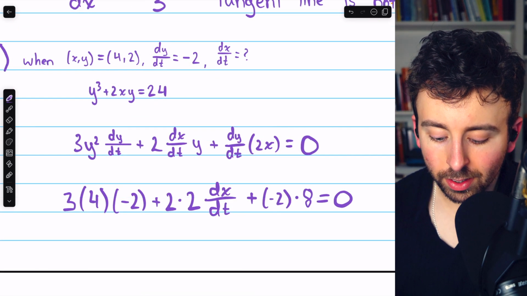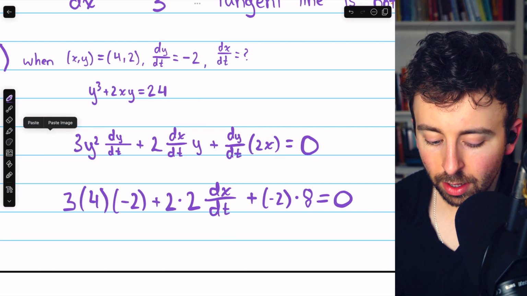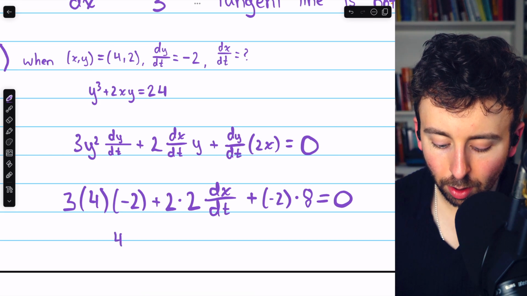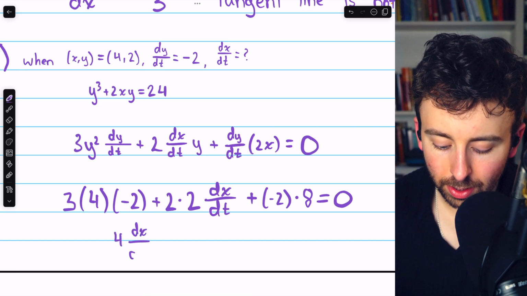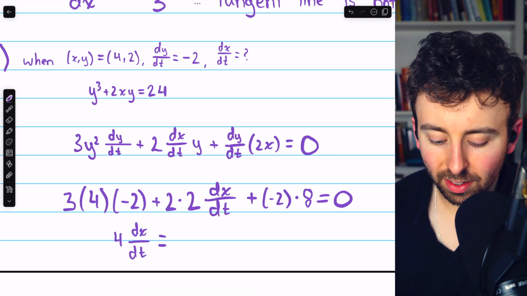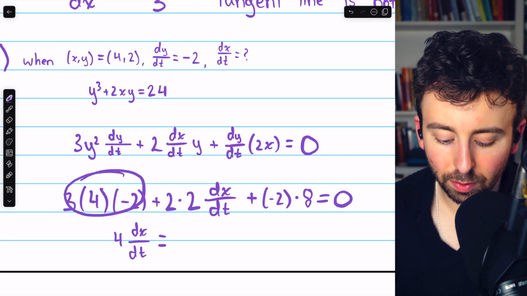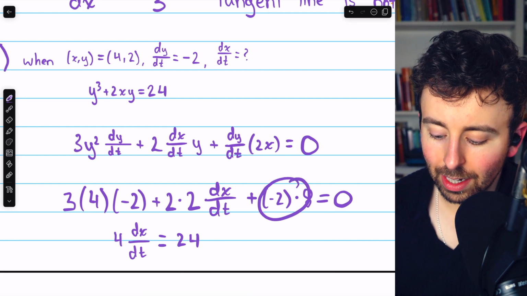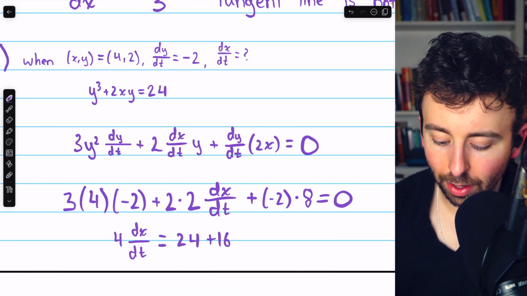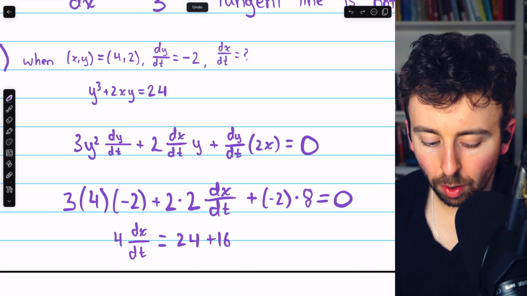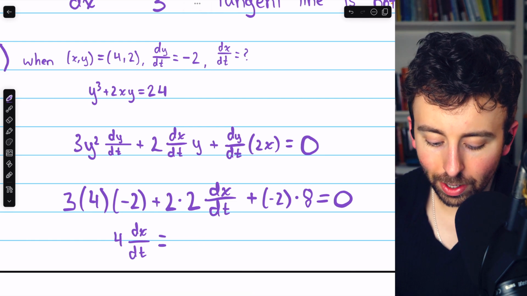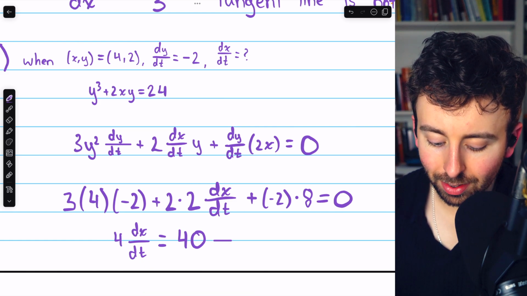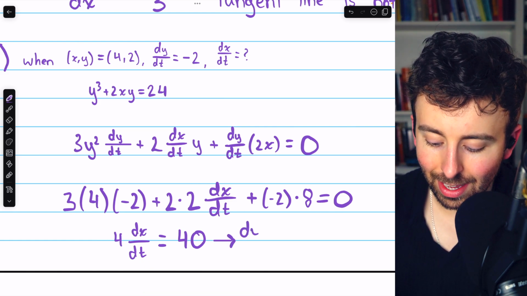Then we'll move all constants over to the right side. So on the left, we'll be left with 4 times dx dt. So 4 dx over dt. And then the constants on the right, well, let's see. This is negative 24. So on the right, it would be positive 24. And this is negative 16. So on the right, it would be positive 16. So we have 24 plus 16, and that is just 40. So 4 dx dt equals 40. Thus, dividing both sides by 4, we arrive at the answer.